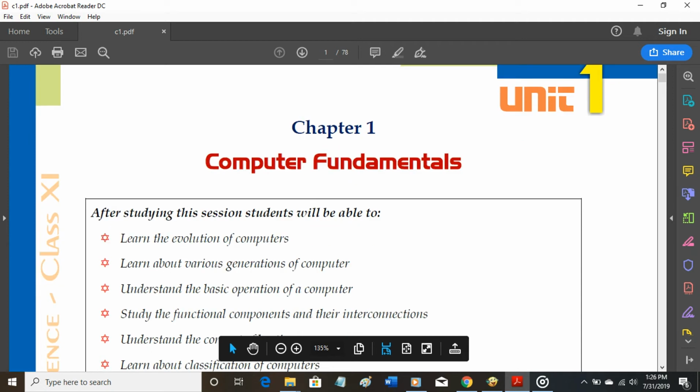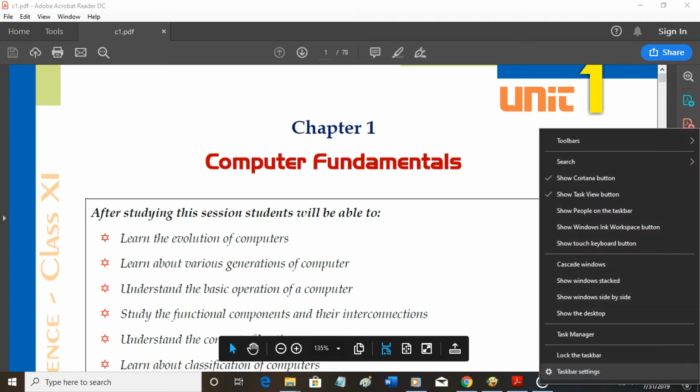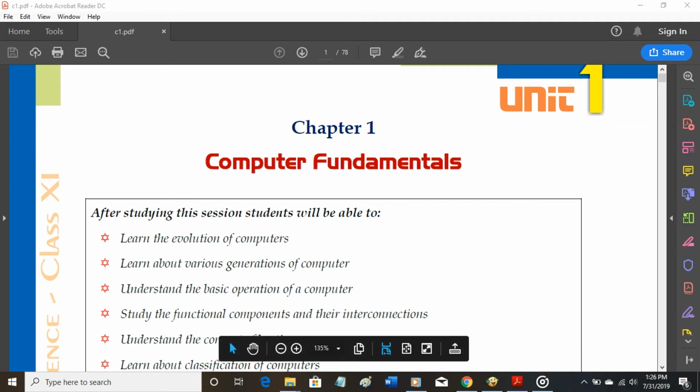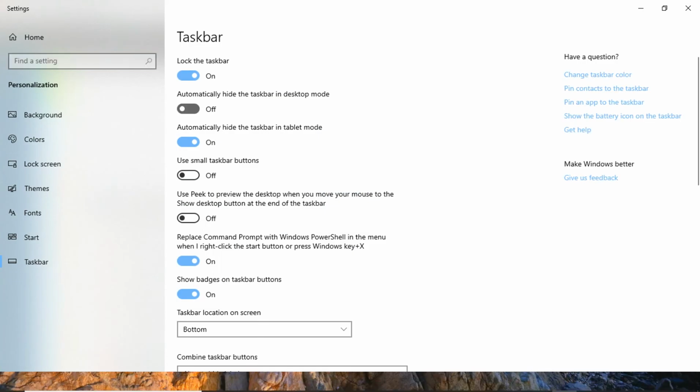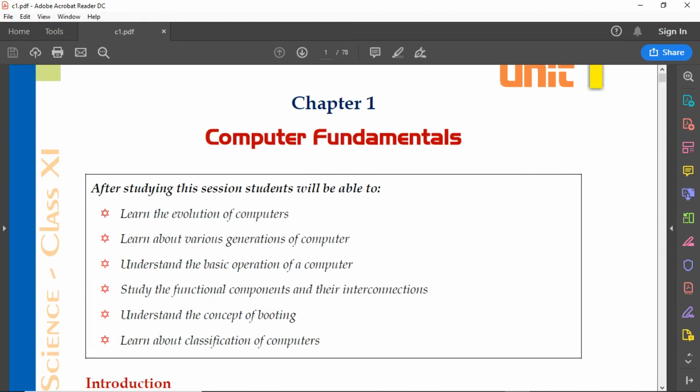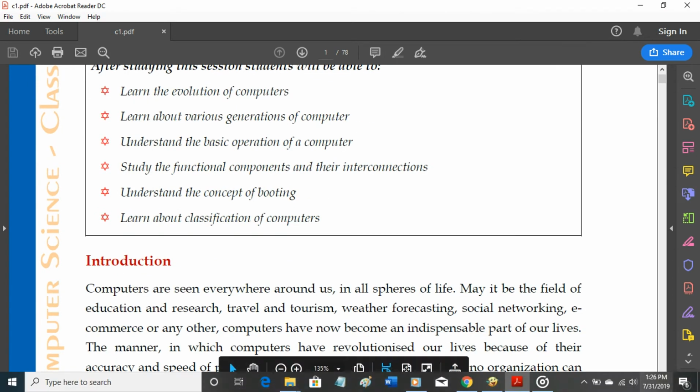Computer fundamentals. After studying this session, students will be able to learn the evolution of computers, learn about various generations of computer, understand the basic operation of a computer, study the functional components and their interconnections, understand the concept of booting, learn about classification of computers.